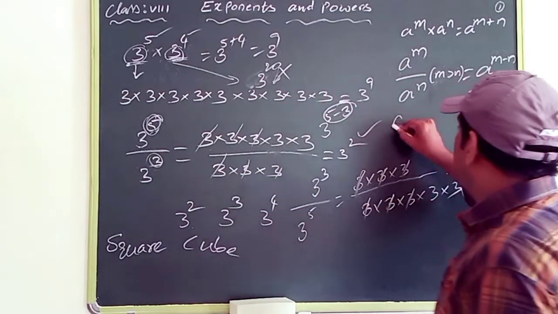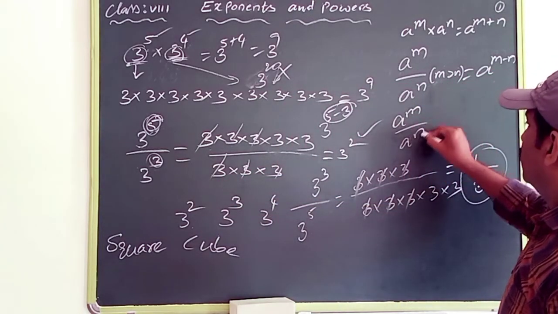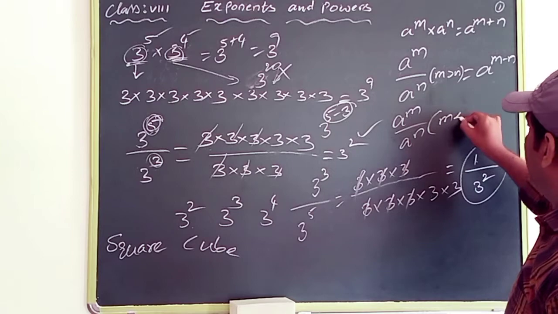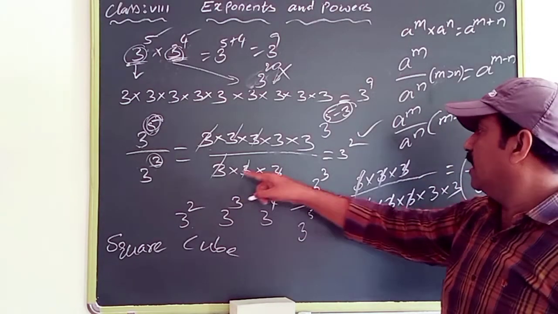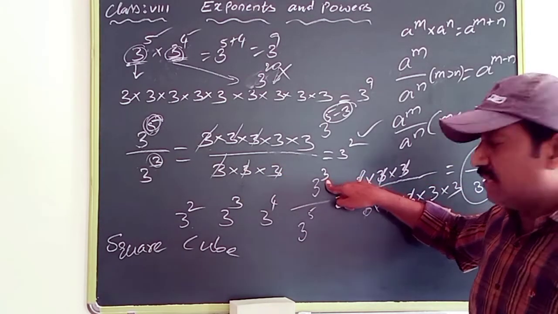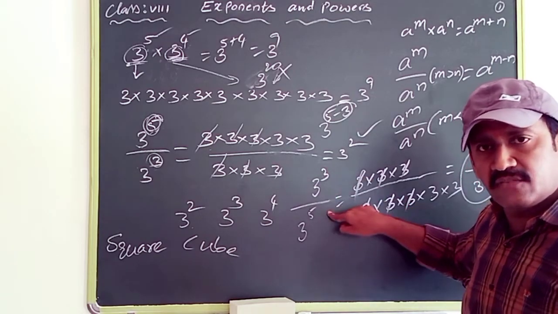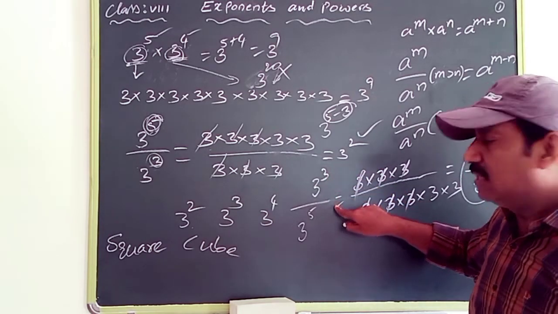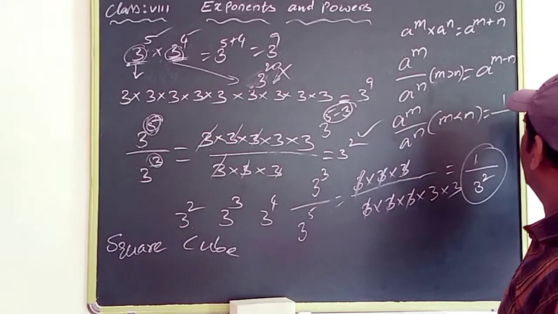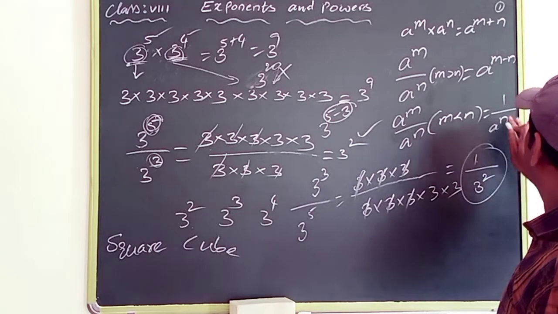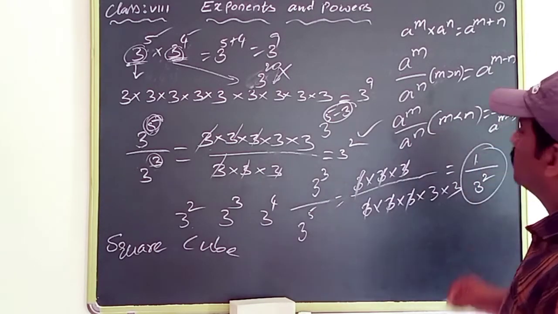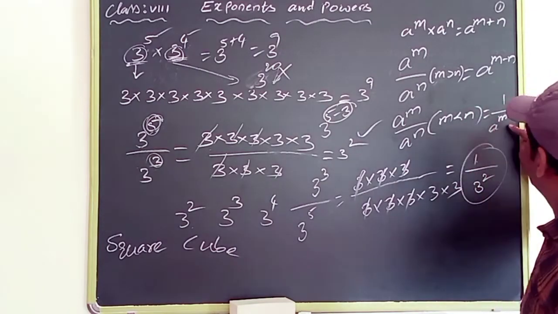Same condition. A to the power of m by a to the power of n, but m less than n. Because m is in the numerator. Numerator 3, denominator is 5, 3 is less than 5. So that means m is less than n. Then the formula you have is 1 divided by a power m minus n.